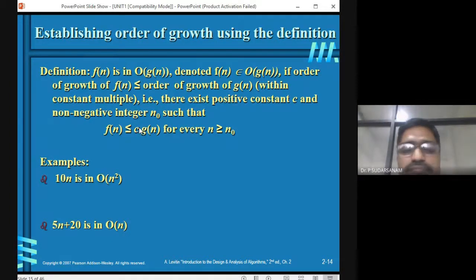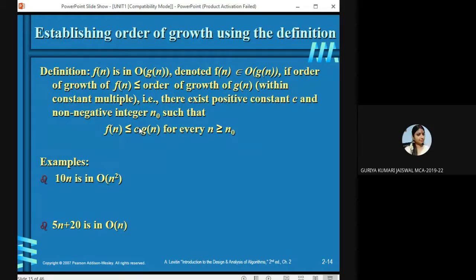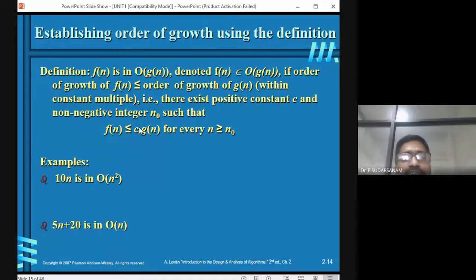That's it. Now tell me, any doubt? No, sir. Thank you, sir. Can you able to write the definitions now? All three? Yes, sir.